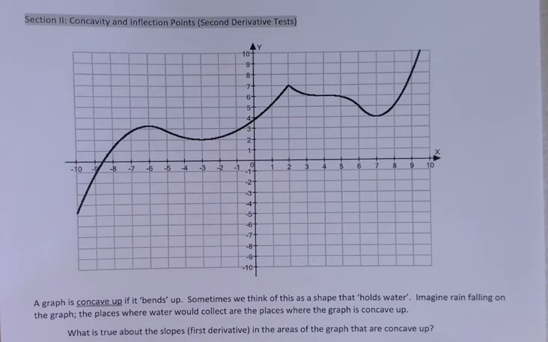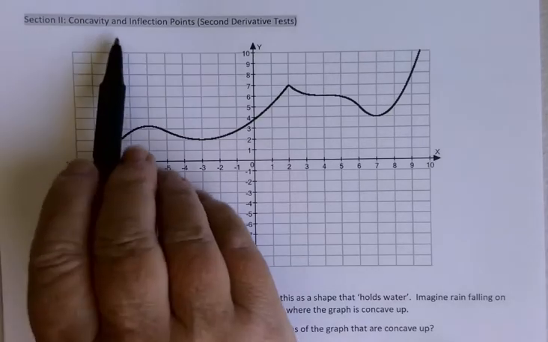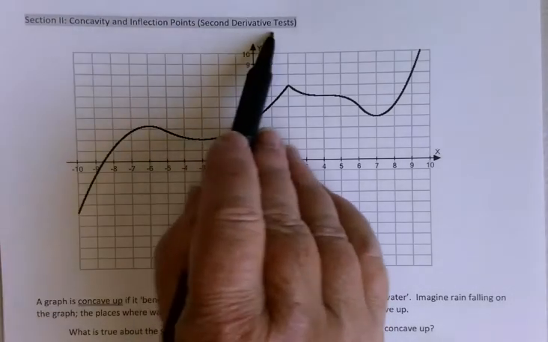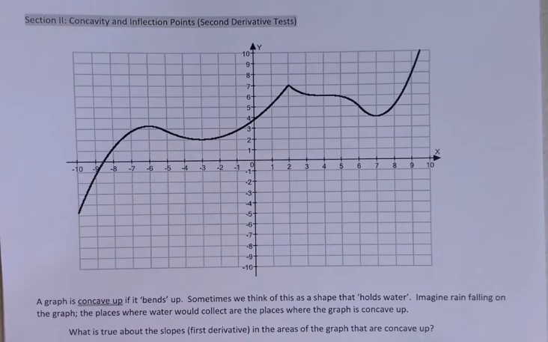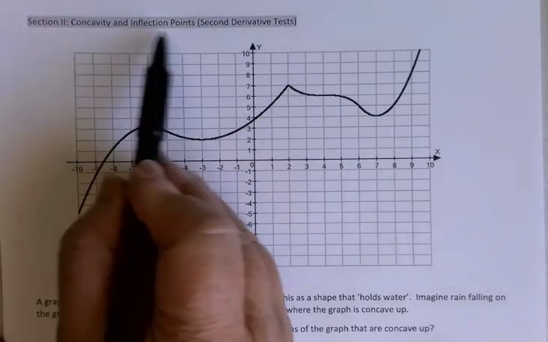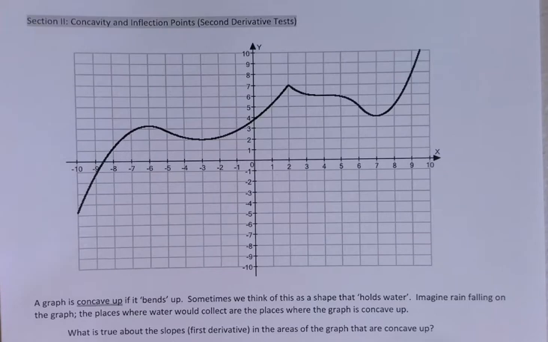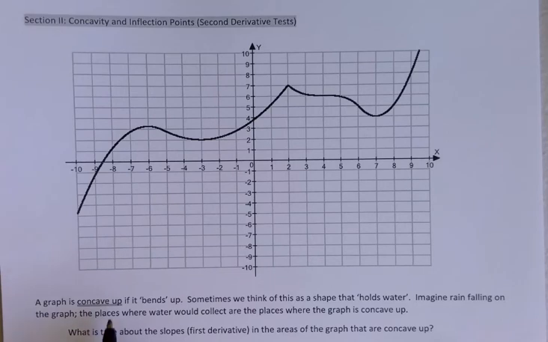So this is section 3B, and we're on part 2. We're looking now at our second derivative and what it tells us. And it turns out it's going to give us information about something called the concavity and inflection points. Let's start by talking about concavity.